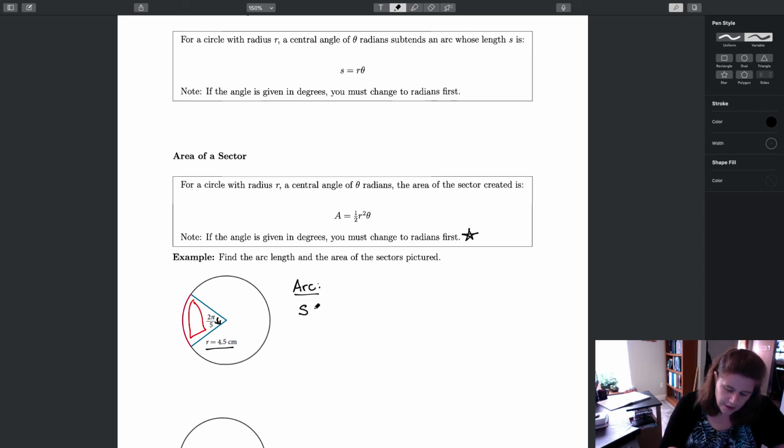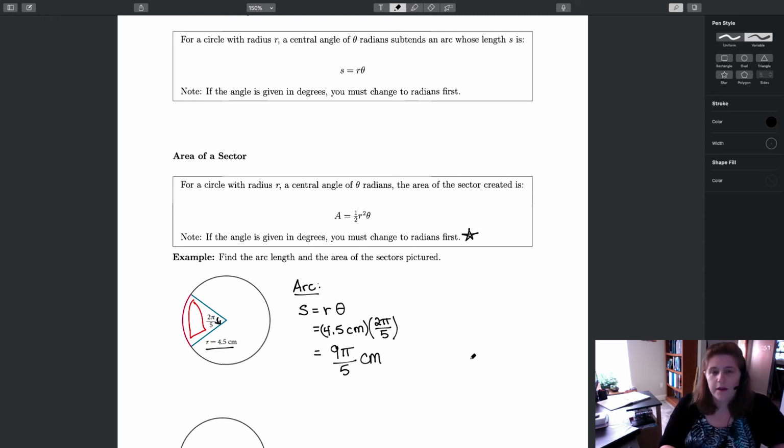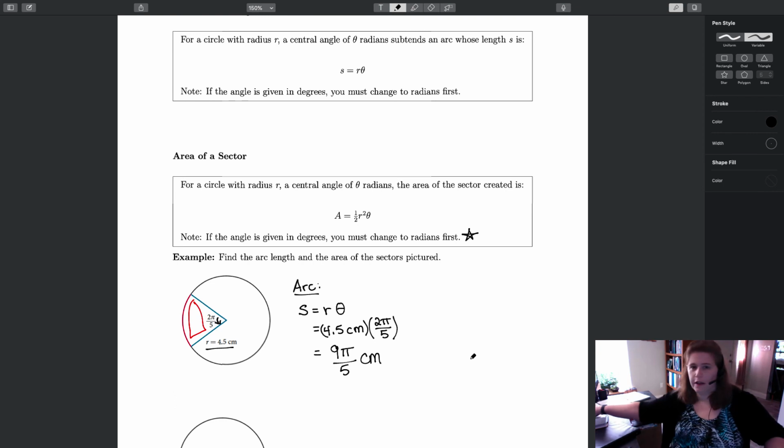So my arc length S is equal to r times theta. So r is 4.5 centimeters. Theta is 2 pi over 5. Arithmetic, 2 times 4.5 gives me 9 pi over 5 centimeters. Now that's an exact measurement, so if you are looking to estimate that, you can put that in your calculator for estimation. Some of these applied problems like this, some of the arithmetic will be easier in a calculator.